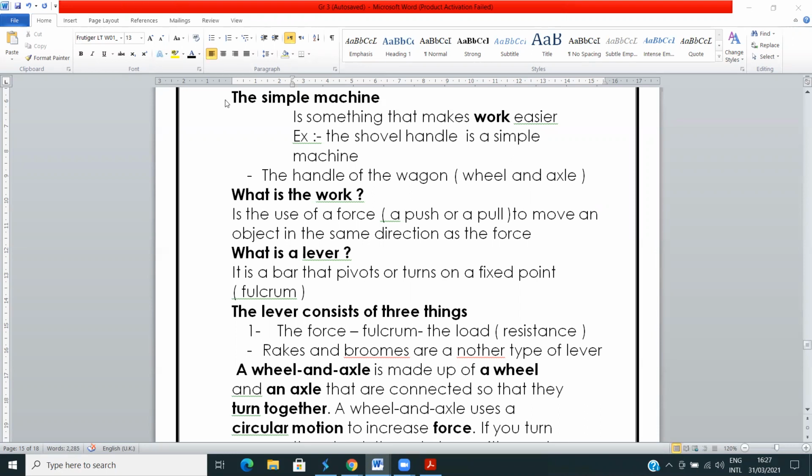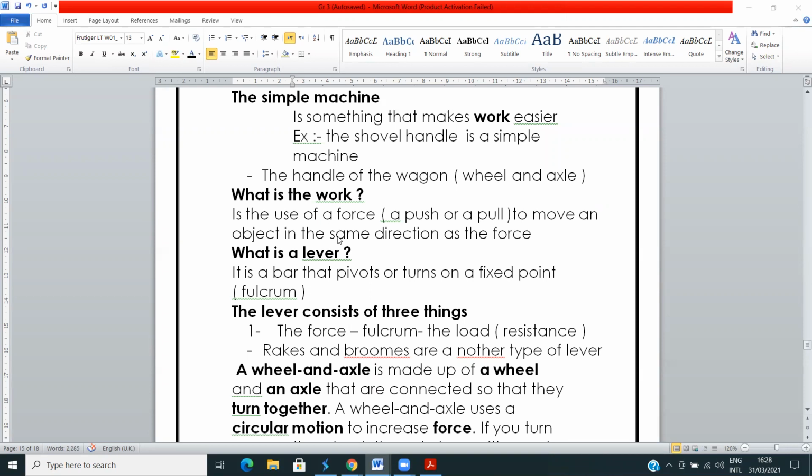Now, Abdullah Omar. Yes, Abdullah. Yes, Mr. What is simple machine, Abdullah? Simple machine is something that makes work easier. Like the shovel handle is a simple machine. Excellent, my student. Excellent. Thanks a lot. Thanks. You're welcome.